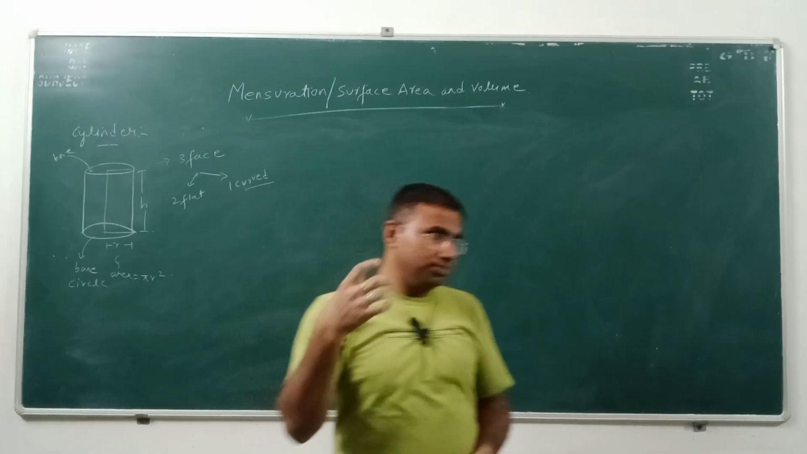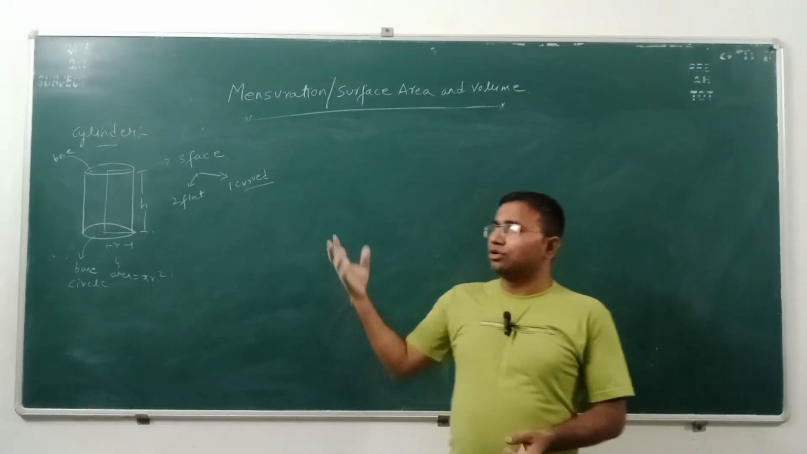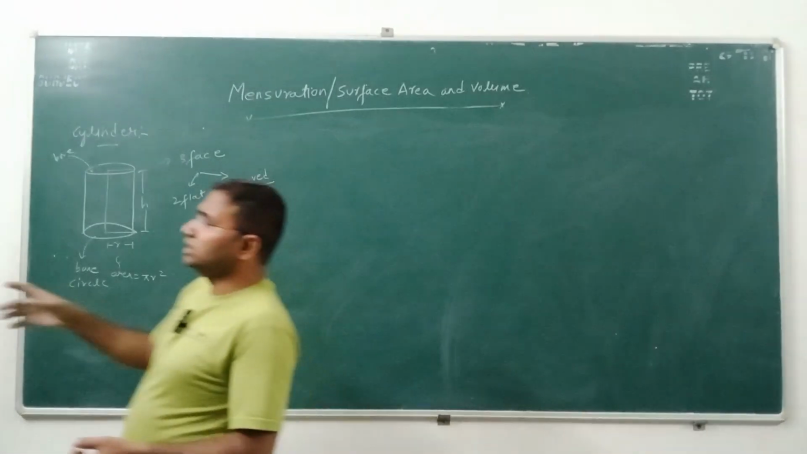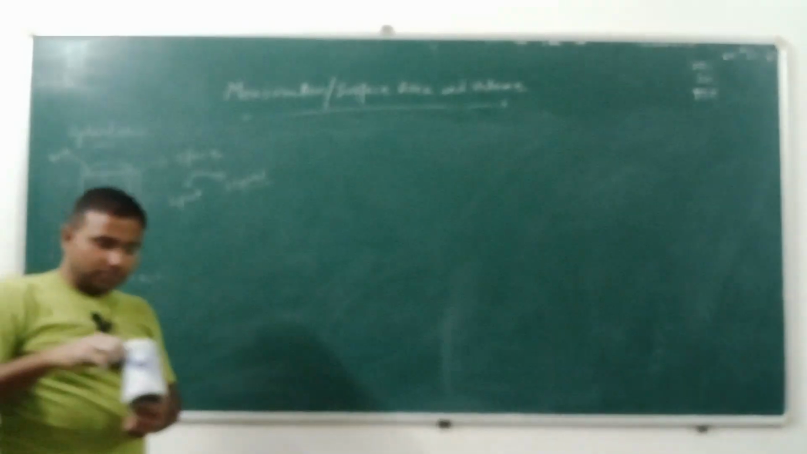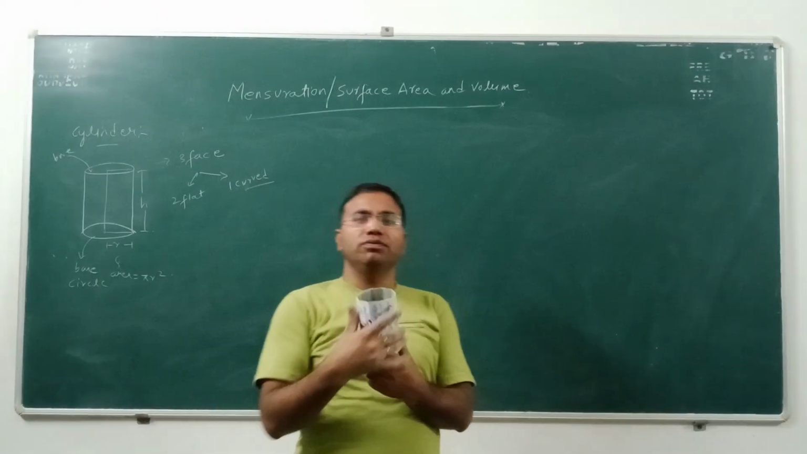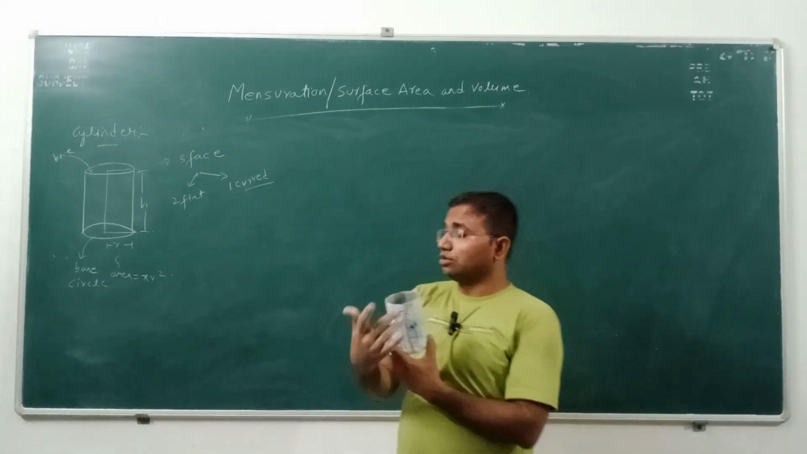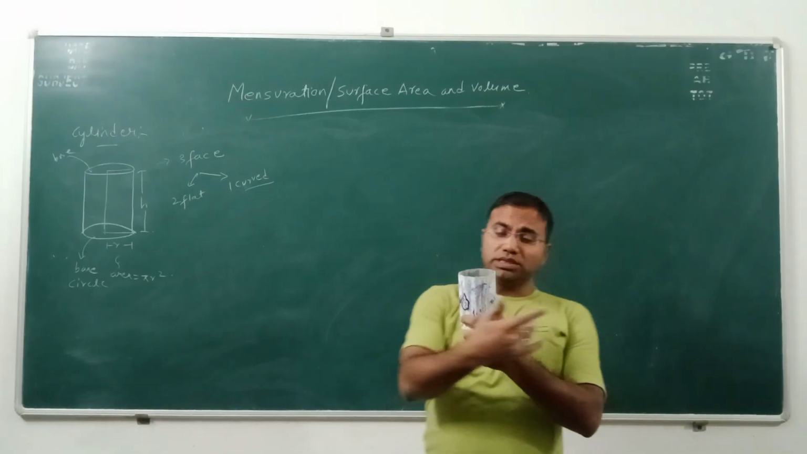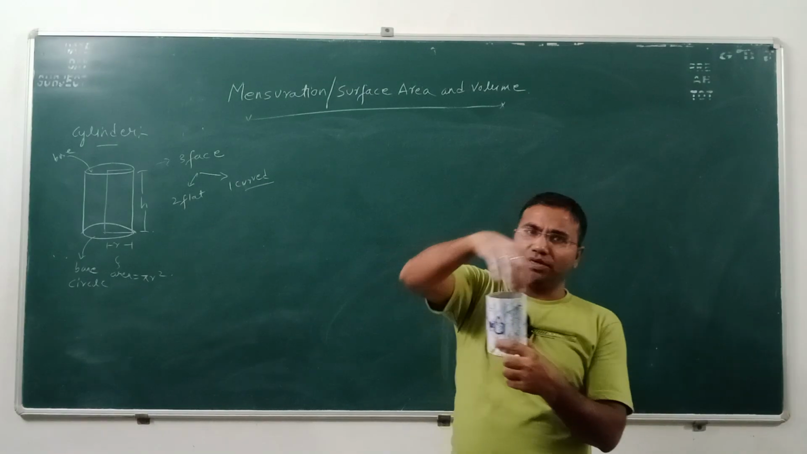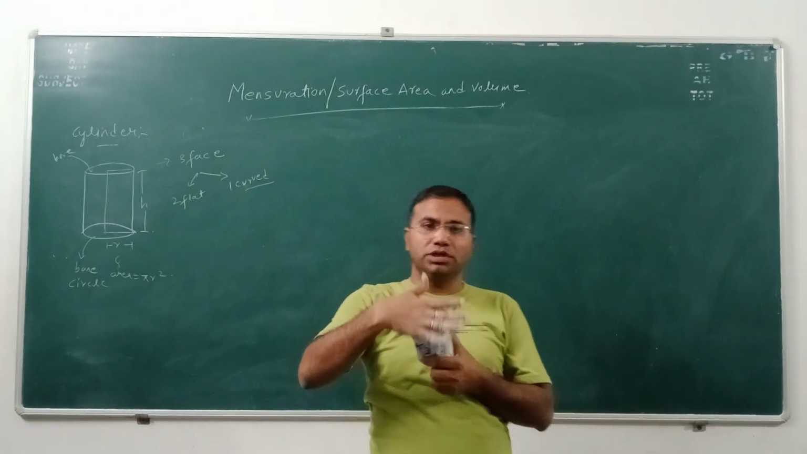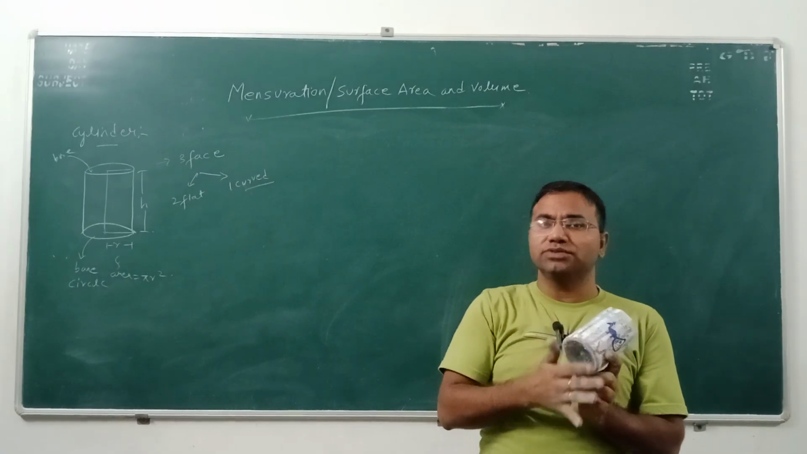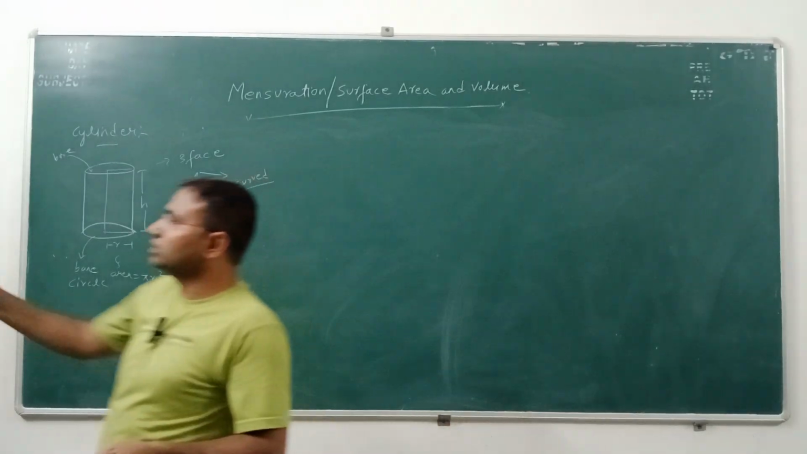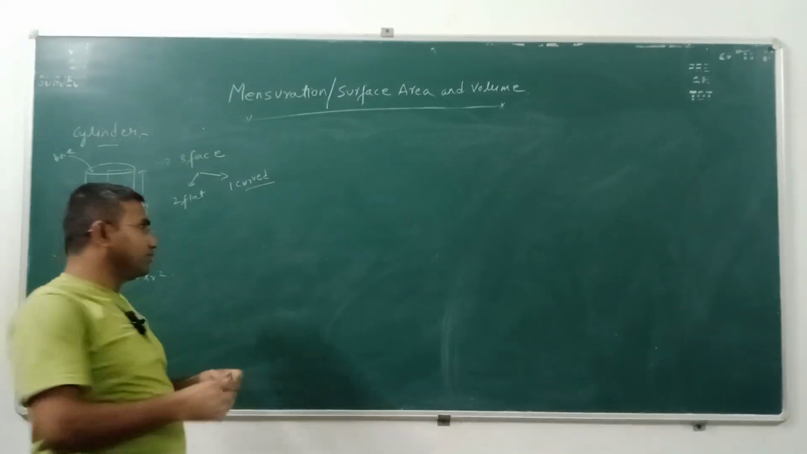Suppose you have a bottle in the shape of a cylinder. You can see this face is the curved face, and this face is flat, and this one is flat. It means there will be two flat faces and one curved surface.